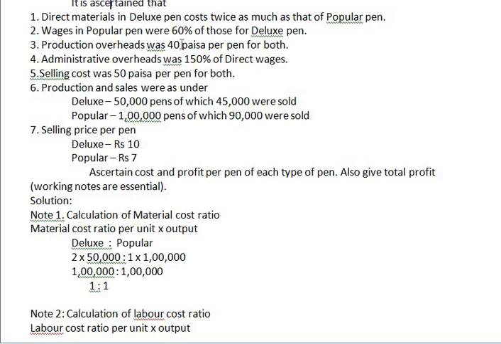But what they have given, there is a relation between that sentence. Like what they have given, wages in popular pen were 60% of those for deluxe pen. Understanding? It means if deluxe pen is 100%, then popular pen will be 60%. So as here 60% they have given, so deluxe pen will be 100%.